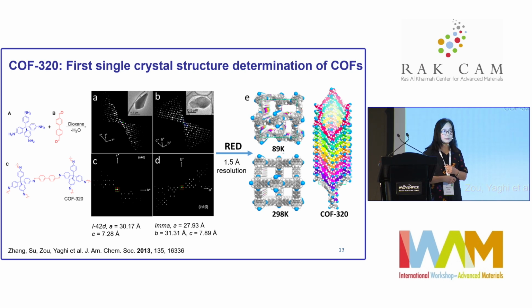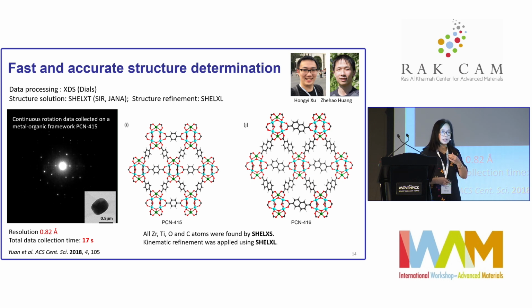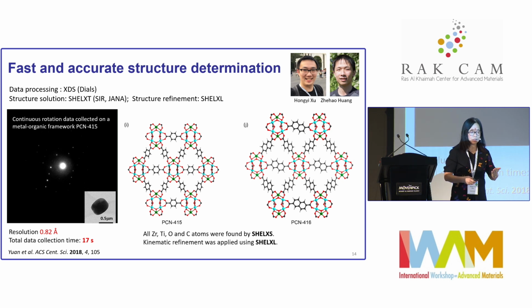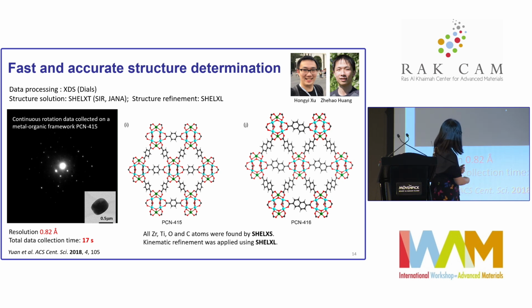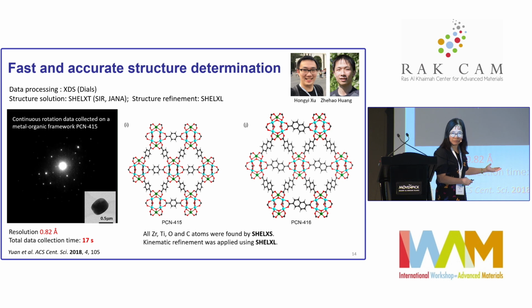Now, when you use continuous rotation data, the data collection is extremely fast. This is an example of electron diffraction data collected in just 70 seconds, for a MOF, and you see the resolution is very high, 0.8 angstrom. You can obtain the structure directly. So this is the structure obtained from this data. And you can do reticular chemistry: you use a different linker, you get a different structure. All these structures could be directly solved using electron diffraction.